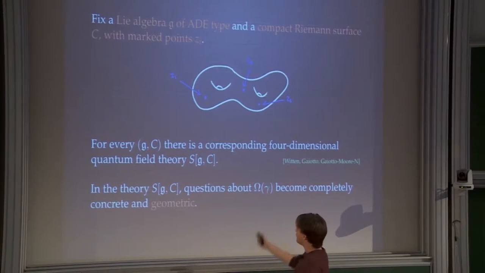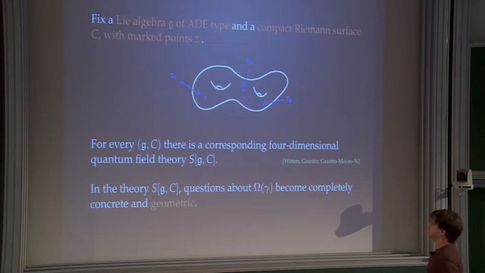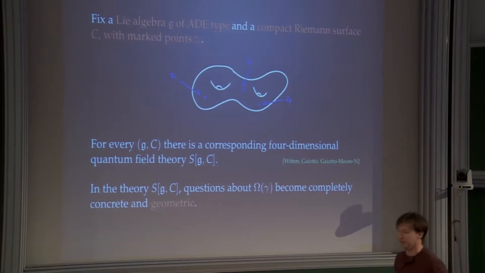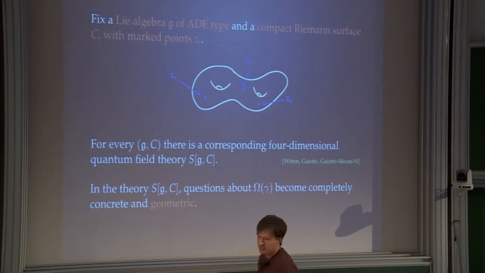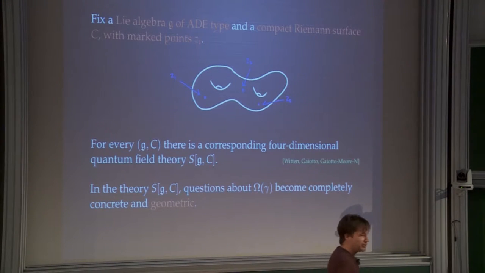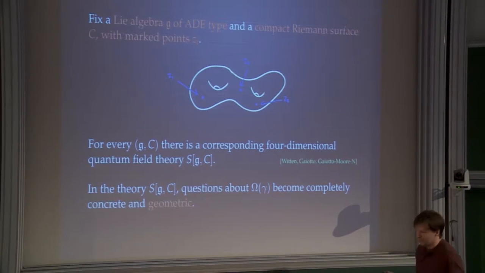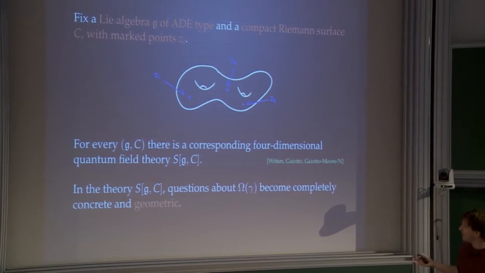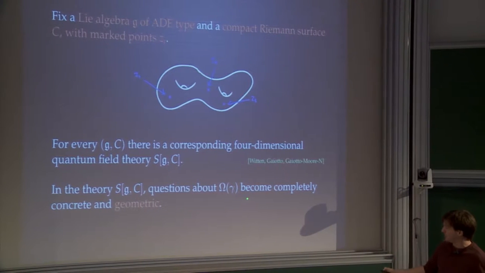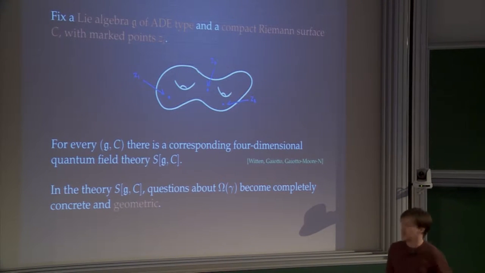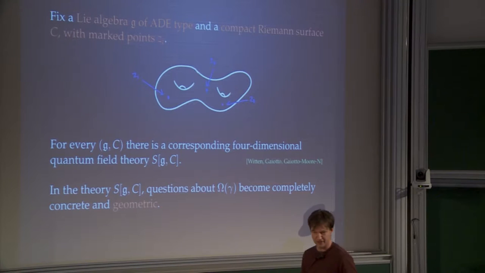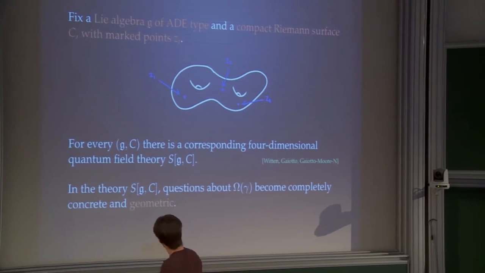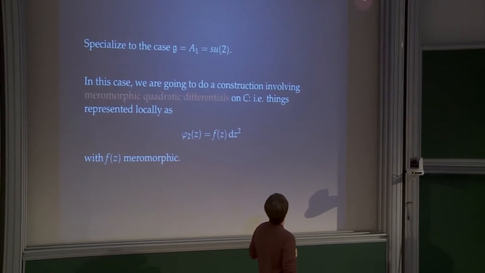So for every such choice, for every choice of an ADE Lie algebra and a curve with marked points, there is actually a corresponding four-dimensional quantum field theory. And in that particular quantum field theory, the questions which I so far described to you in a kind of airy physical way, particularly questions about these quantities omega of gamma, become now completely concrete and geometric questions.